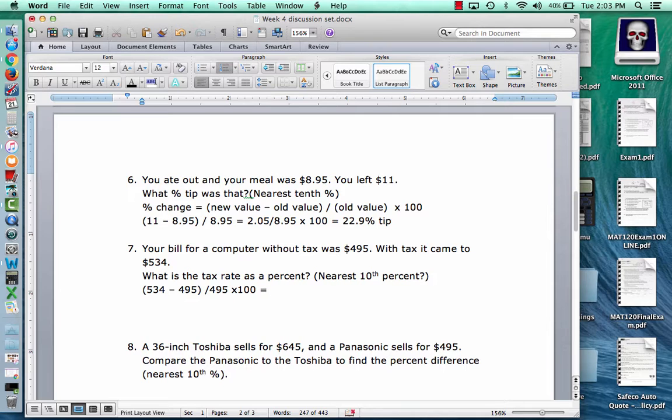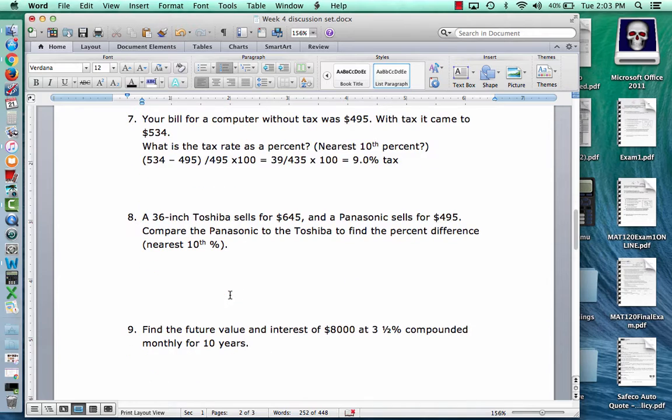So that $5.34 minus $4.95 would be $0.39 tax divided by $4.95. We'll take that result times 100 to convert to a percent. So 0.39 divided by $4.95 times 100. Okay, so it's 7.9. So to the nearest tenth, it's going to be 9.0% tax.